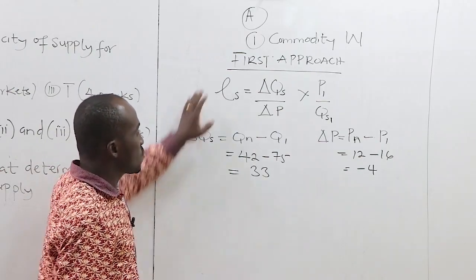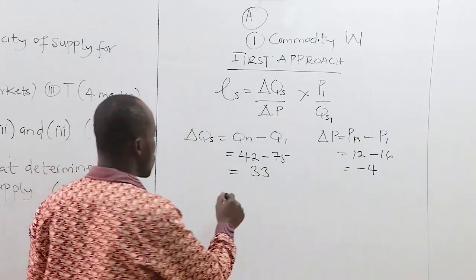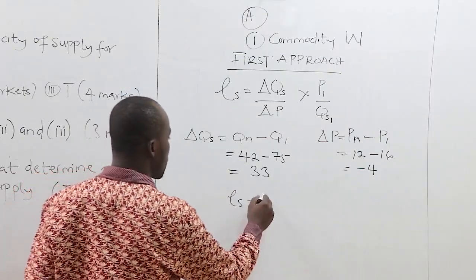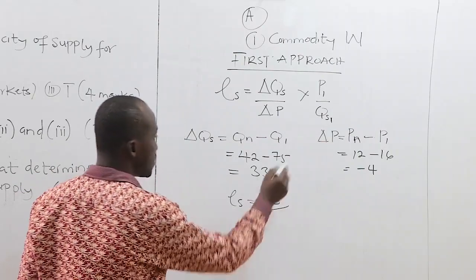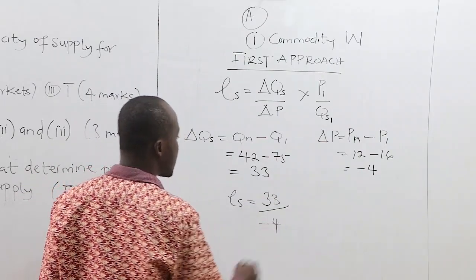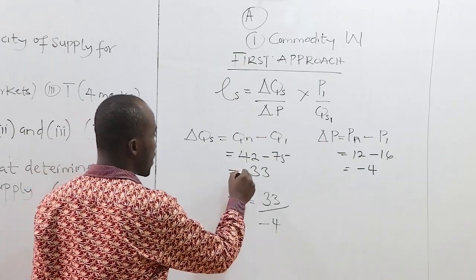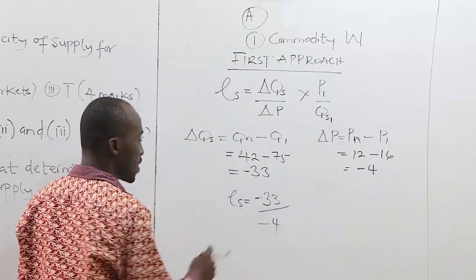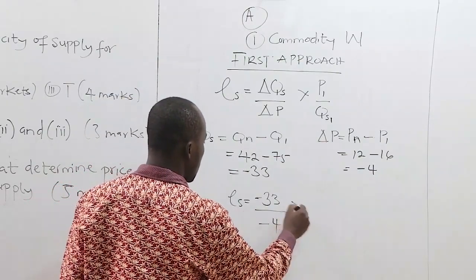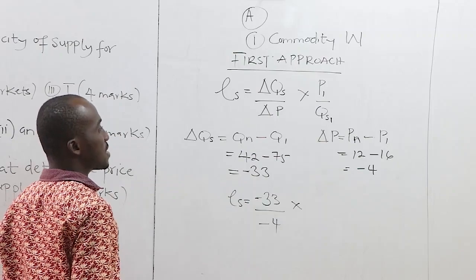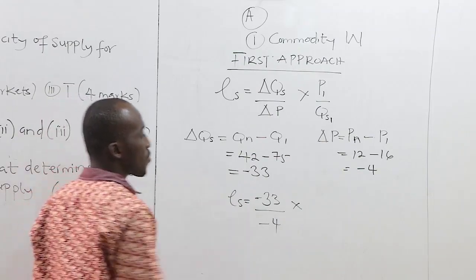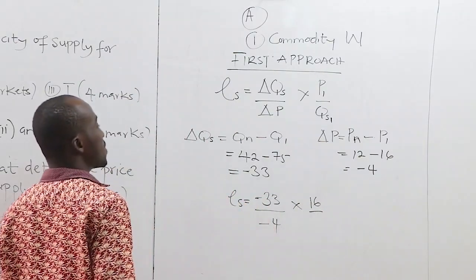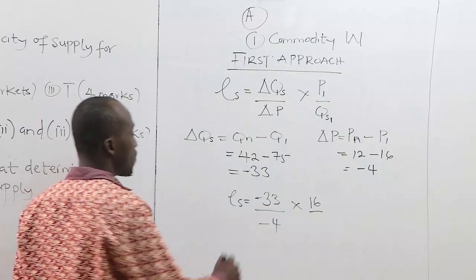So what we have to do is just put it in our formula, right? So for the elasticity, change in quantity here is what? Negative 33. Change in price is negative, sorry, negative 4. So this is negative, this is also negative, right? Yes. Times the initial price. What's the initial price? 16. And initial quantity was what? From the table was 75.